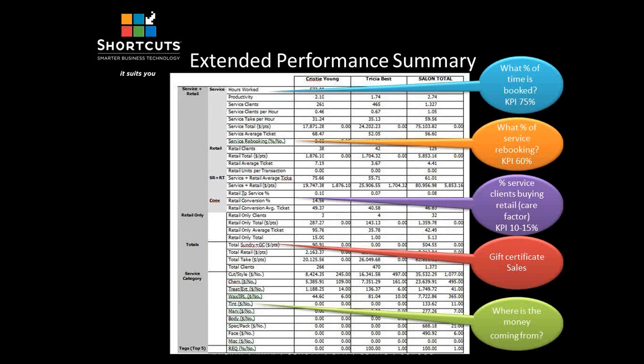Now, the last one here is where is the money coming from, and that is your service category section right below. This one's great to look at because we can actually see what we are selling more of, what services we are providing more of, what's making us more money, and what we need to improve in. So this is our extended performance summary. Great one to have a look at.